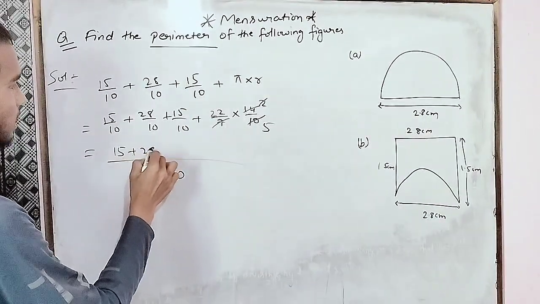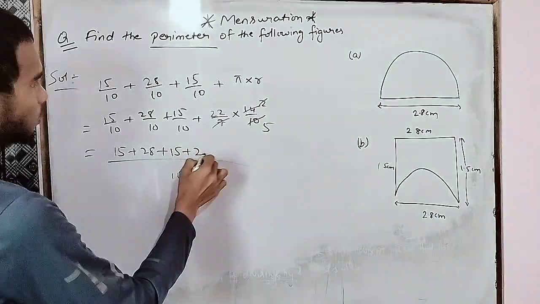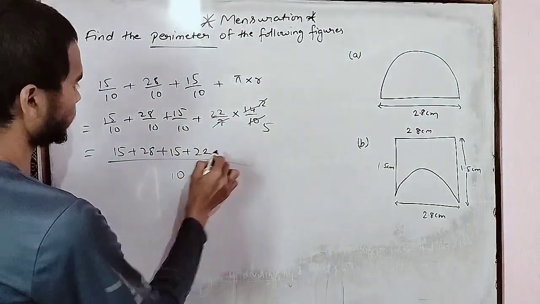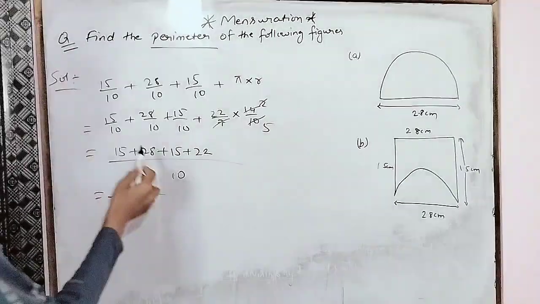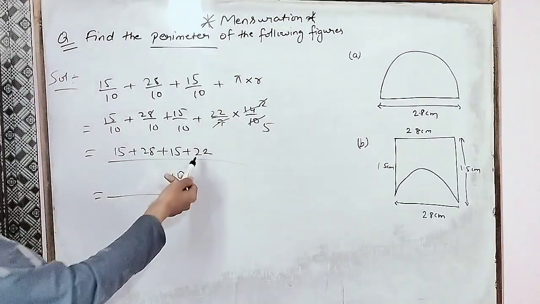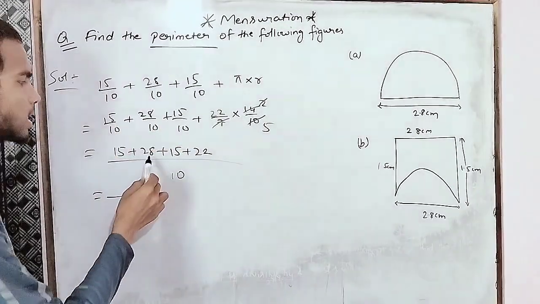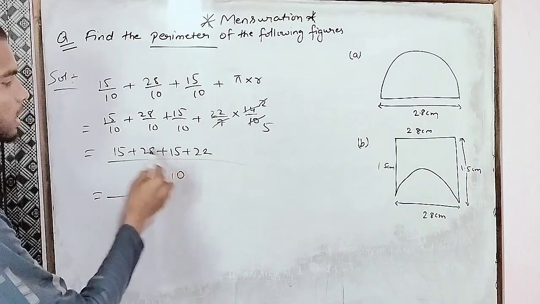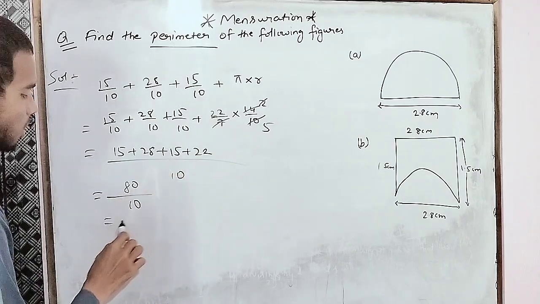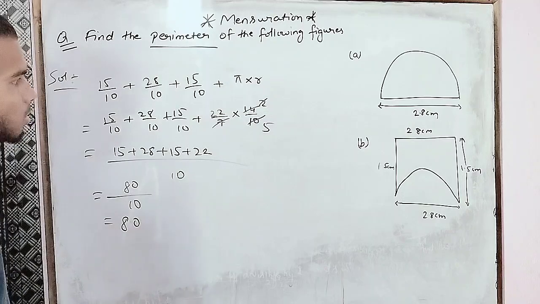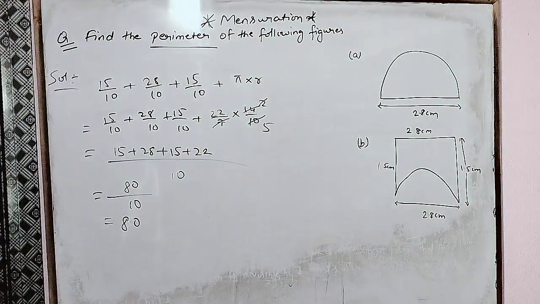15 plus 28 plus 15, then 22. Then how much? 10, 20, 30, 40, and 60, 70, 80. 80 by 10, so it can be written as 8.0 centimeter.